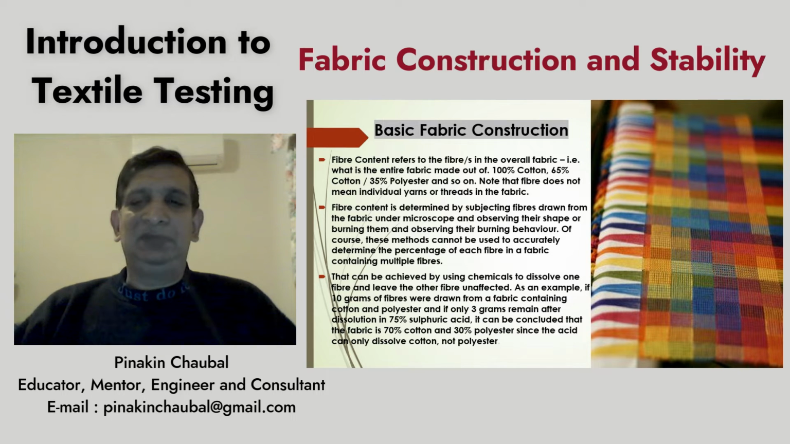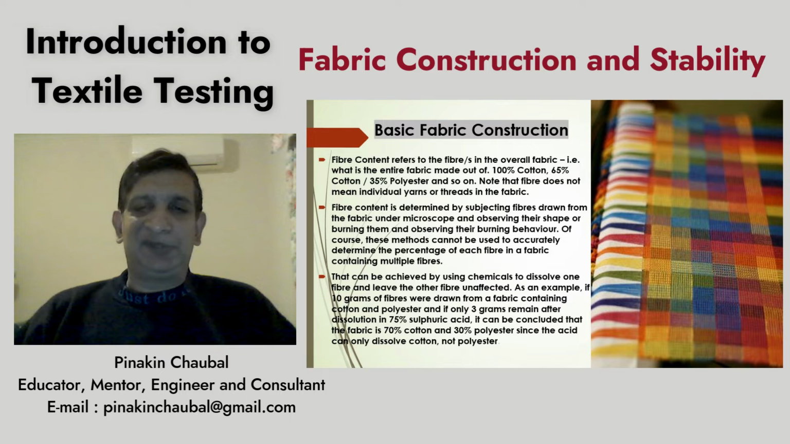As an example, if 10 grams of fibers were drawn from a fabric containing cotton and polyester, and if only 3 grams remain after dissolution in sulfuric acid, and to be precise, sulfuric acid of 75% strength, it can be concluded that the fabric is 70% cotton and 30% polyester, since the acid can only dissolve cotton, not polyester.